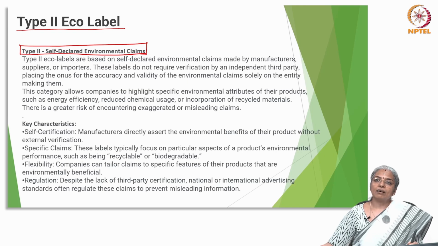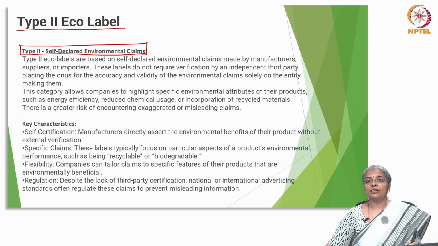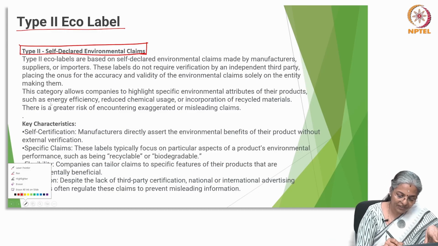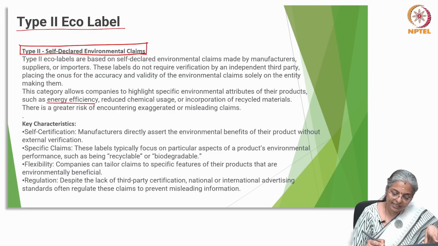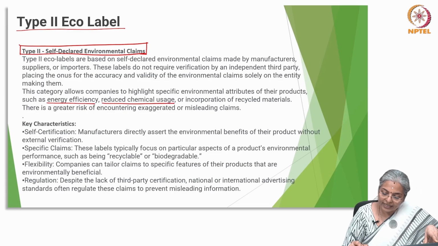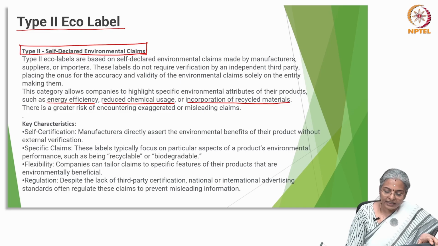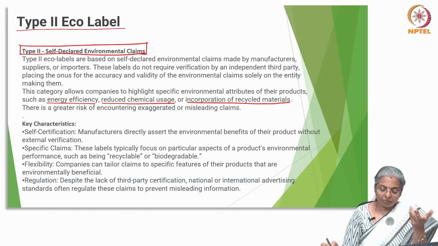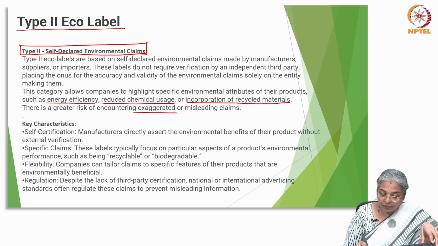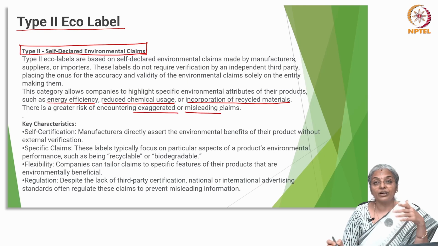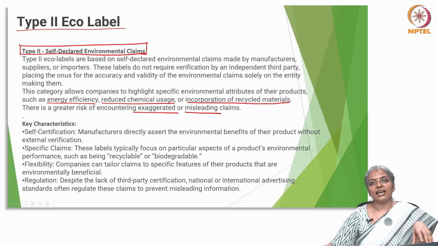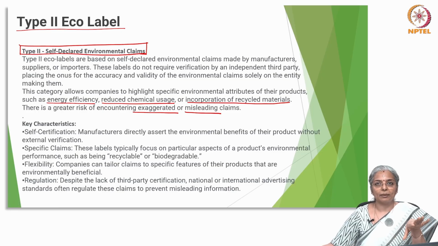This category will allow companies to highlight specific environmental attributes, specific aspects such as energy efficiency, reduced chemical usage, or even incorporating some recycled materials. So, in this there is just one risk, that because it is self-declared, sometimes the information given out could be exaggerated, or sometimes it could even be misleading. Let us now see what are its key characteristics of type 2 eco label.